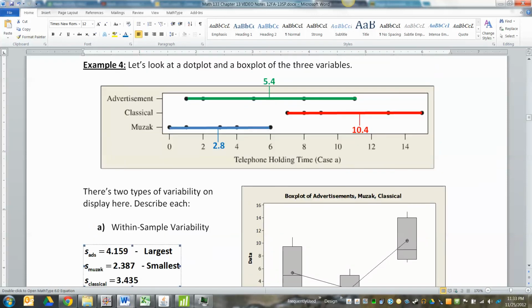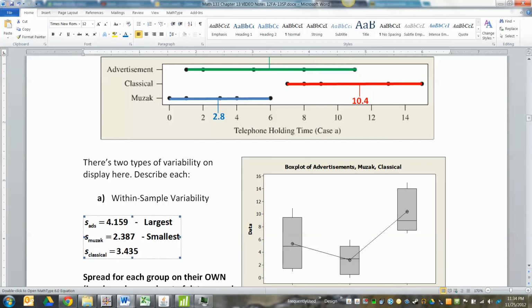For the ads, if you look at this green bar right here, the center was 5.4. How far away are the dots from that 5.4 on average? That's what 4.159 represents. It's the average amount of deviation from that mean. Now the blue one, you can see hopefully that it's much smaller. That's why it has a much smaller standard deviation. There's much less spread on the blue one. The mean is 2.8. The spread is 2.387, right? So the center is 2.8, but how far away the dots are in general from that center is 2.387.